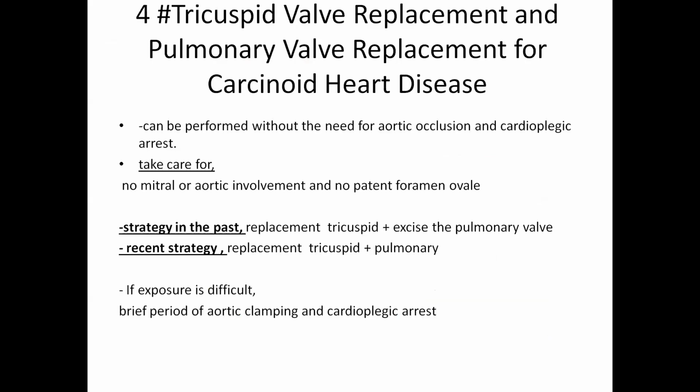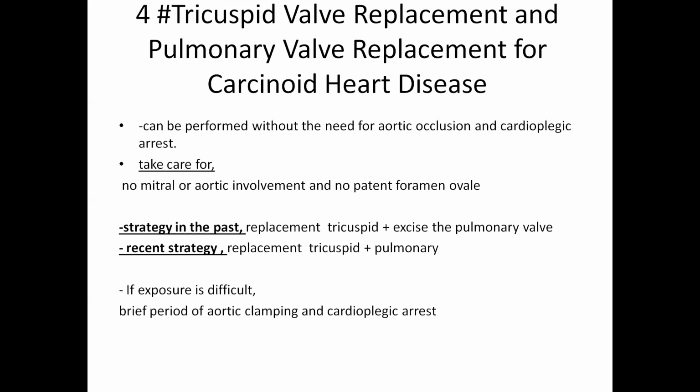The fourth method is tricuspid valve replacement and pulmonary valve replacement for carcinoid heart disease. It can be performed without the need for aortic cross clamp and cardioplegia, but we have to make sure we don't have mitral or aortic involvement, and that we don't have a patent foramen ovale, because otherwise, once we open the right side, air will enter the left system.